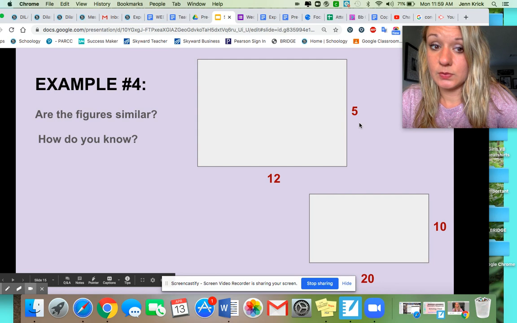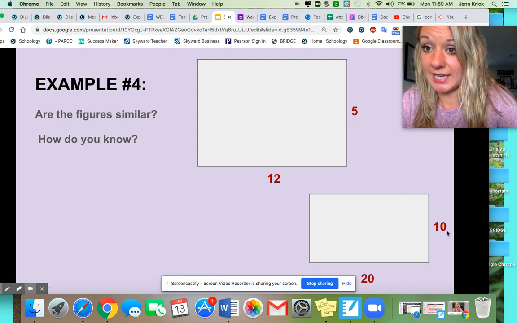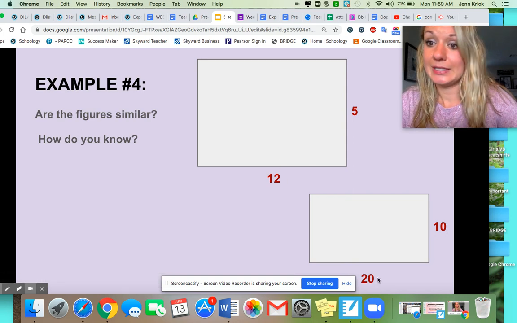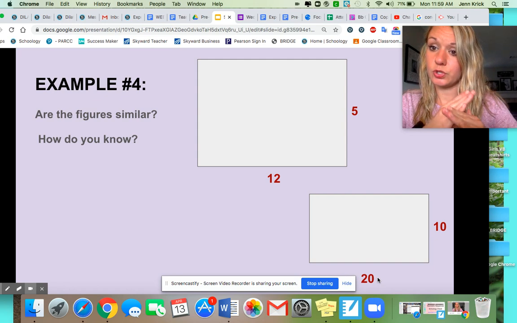If we're looking at this one though, if we're looking at the rectangles, I know that 5 times 2 gets me to 10, but does 12 times 2 get me to 20? And the answer is no. So because those two don't work, they're not equal, the figures are not similar.